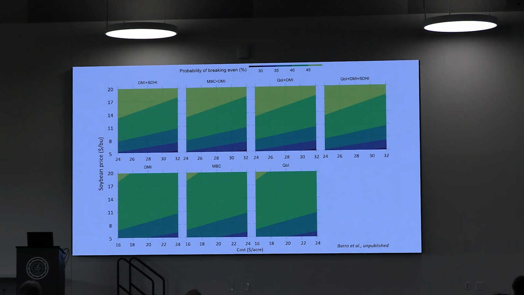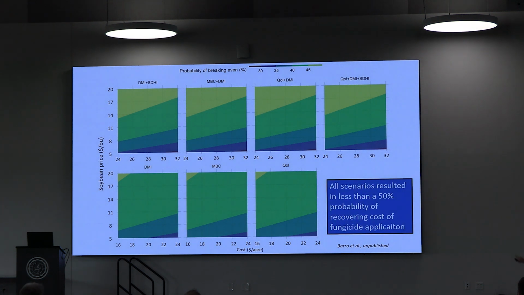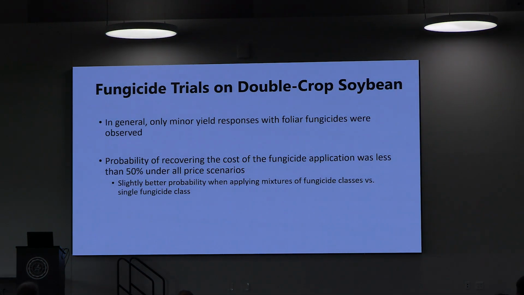Part of that might have to do with the data that Boris showed earlier, where they looked at the planting date, and as the planting date moved into being later, that's when you saw less yield response as well. So it kind of follows that. So all scenarios resulted in less than a 50% probability of recovering the cost. So in general, we saw pretty minor responses.